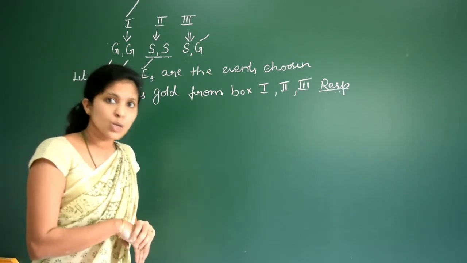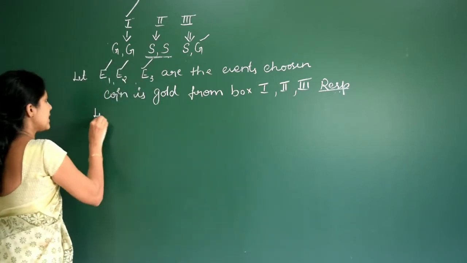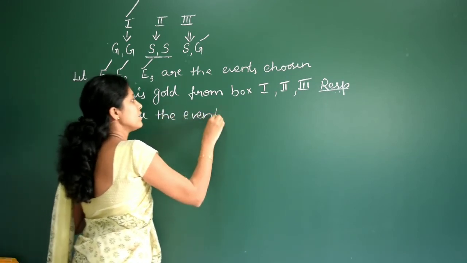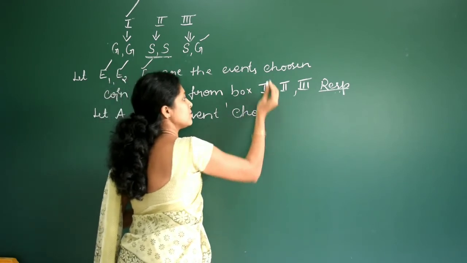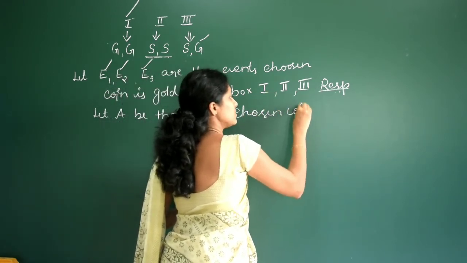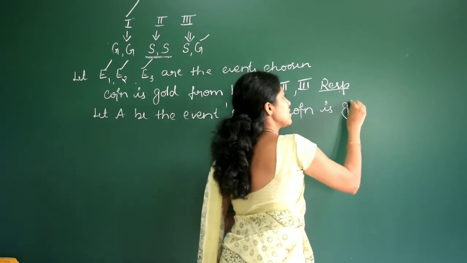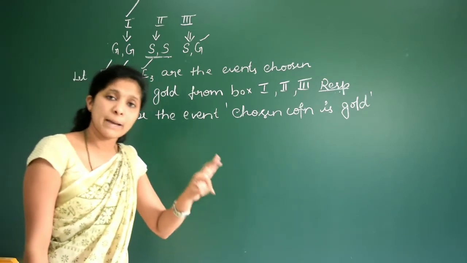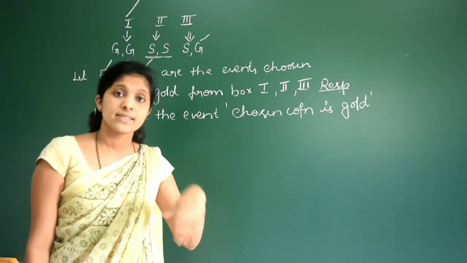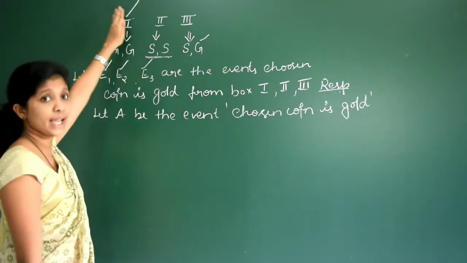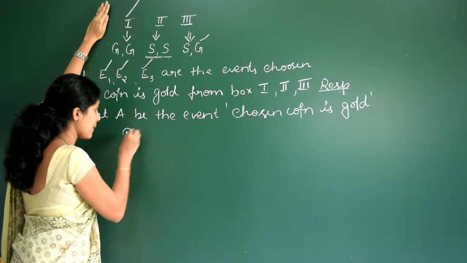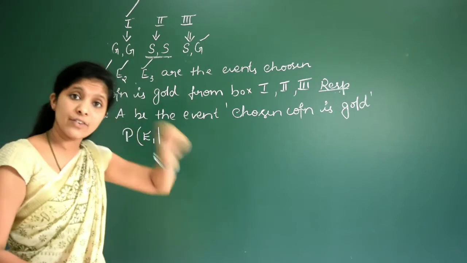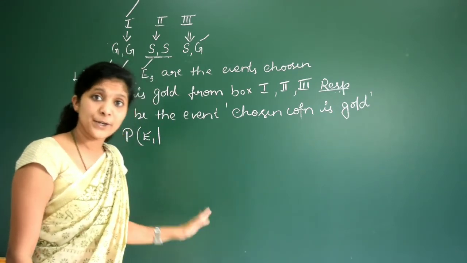Now we have to choose the gold coin, right? So what we will write is, let A be the event that the chosen coin is gold. Okay. Now what do you have to find? As I told you, find the probability that the second coin should be gold. The second coin being gold means it should be from bag 1, right? So we have to find the probability of bag 1, that is E1, given that A has already occurred. It is given that it should be a gold coin. So probability of E1 given A.